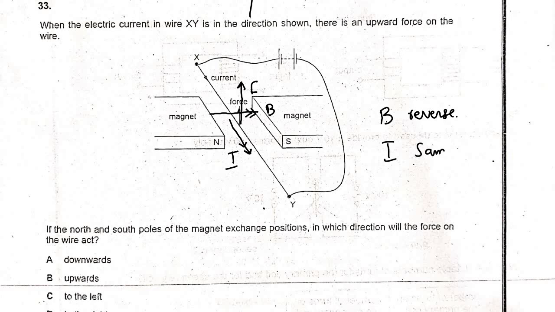If we reverse the magnetic field while keeping the direction of current the same, the force acting on that conductor will also reverse. So if the force is acting upward, then after reversing the magnetic poles, the direction of force also reverses to the downward direction. Option A is the right answer.